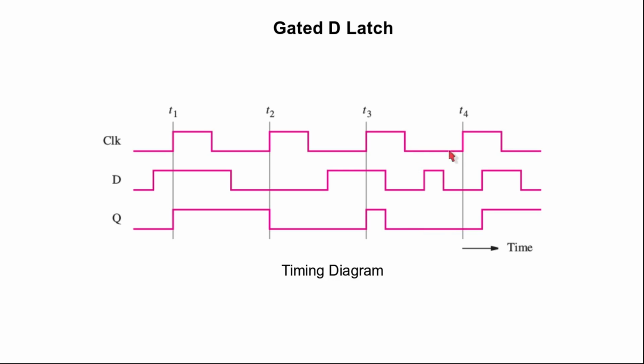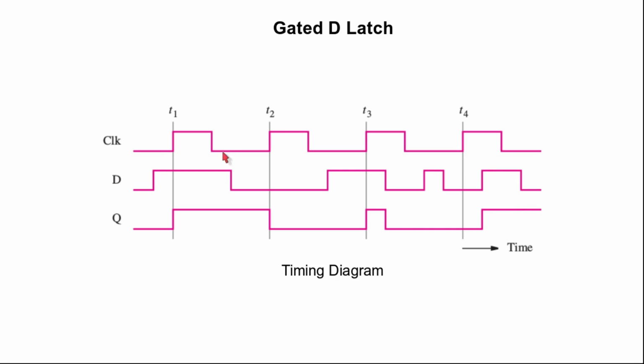And then clock becomes 0. And now even if D changes, there will be no change in Q because clock is 0. At T4 clock changes to 1, and at that point D is 0, so Q will also be 0, and Q is already 0, so it will remain 0, so no change takes place in Q. And then when clock is high, we see that D is changing to 1, so at the same time Q will also change to 1. And that's what the timing diagram looks like.